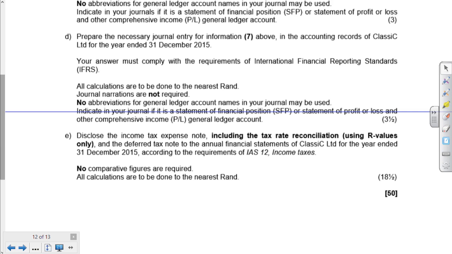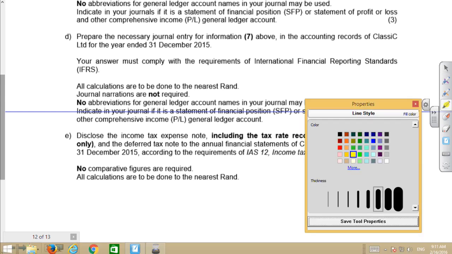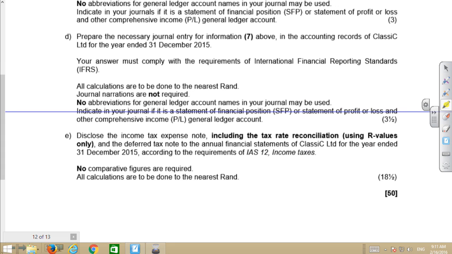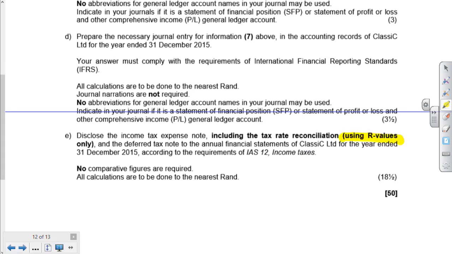For the year ended 31 December 15 in accordance with the requirements of IAS 12. I want to just point out this bold bit over here, which says, including the tax rate recon using Rand values. There are 2 ways to do a tax rate recon. You can either use Rands or use percentages. If you use percentages, you're going to be reconciling between 28 and the effective tax rate in the P&L, which is tax divided by profit before tax. It is much, much harder to do a tax rate recon with percentages, so we never see it with percentages. We always just see it in Rands.